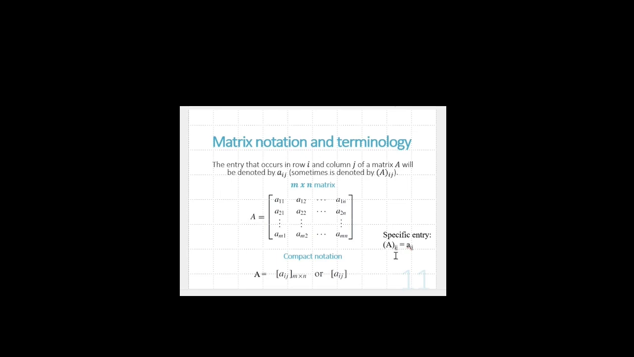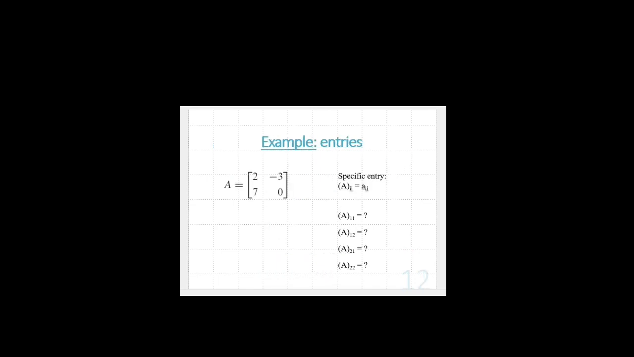Here's another way. If you're looking at a very specific entry in a matrix, you're going to have your big A in parentheses, and you're going to note which position it is, and then it's also indicated by its lowercase letter. So just make sure you're aware of these different notation types. You'll see those again.